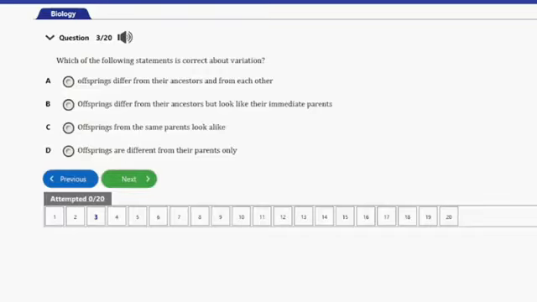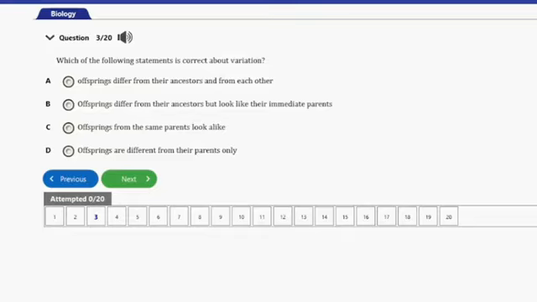That's question number 3 here. It says, which of the following statements is correct about variation? We have A, offspring differ from their ancestors and from each other. B, offspring differ from their ancestors but look like their immediate parents. C, offspring from the same parents look alike. D, offspring are different from their parents only.